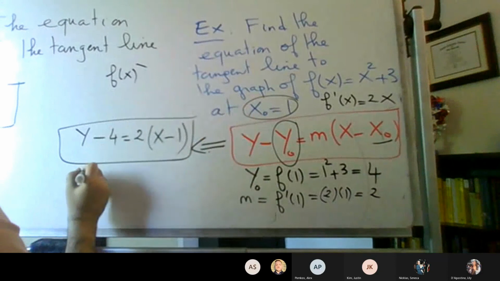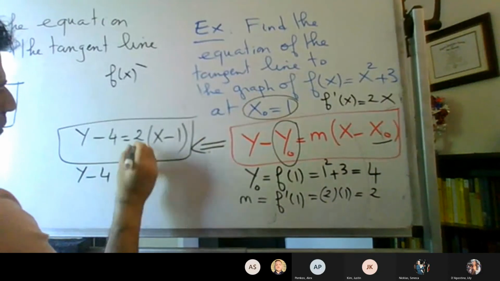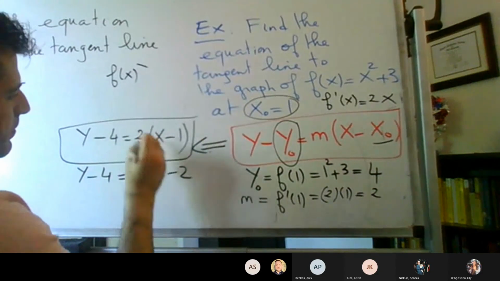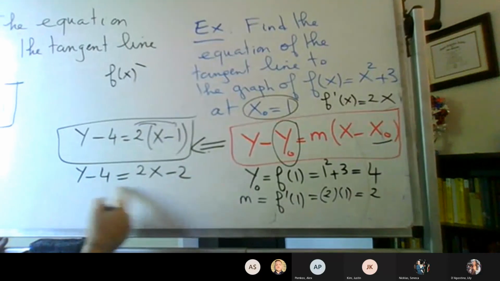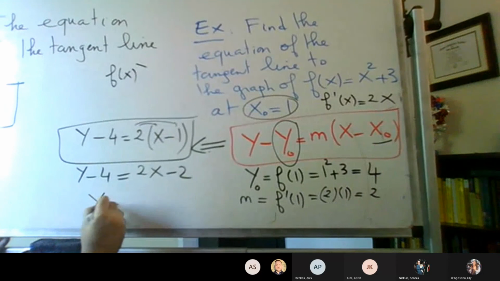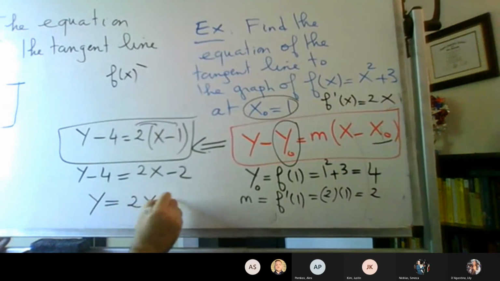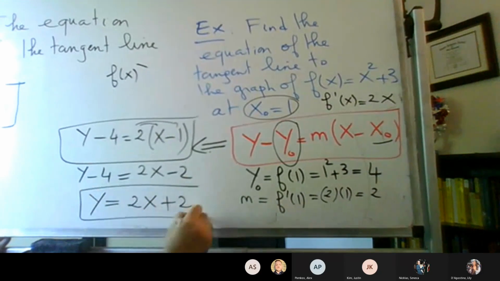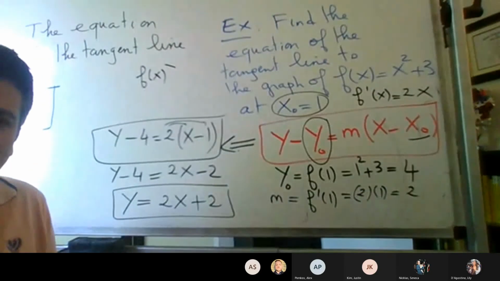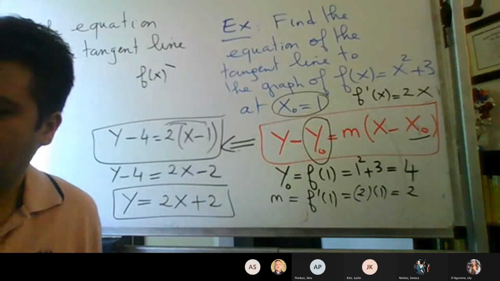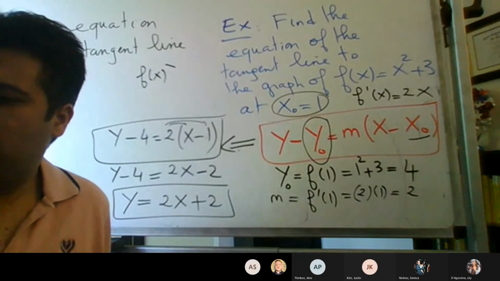So y minus 4 equals 2x minus 2. I distribute here. Now I put the 4 on the other side. You get y equals 2x plus 2. Yeah, this is what you need to know.